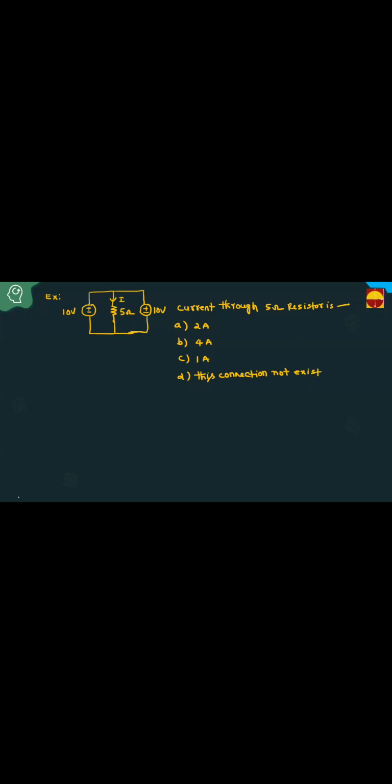Can anybody tell me the answer? Come on, do it. 10 volts in parallel. It's not two different sources, right? Same sources, even polarity is the same. If two equal voltages are in parallel, the resultant is 10 volts only. This is equivalent to this, with 5 ohms. Then you find the current: 10 by 5, how much? 2 amperes. Option A is correct.